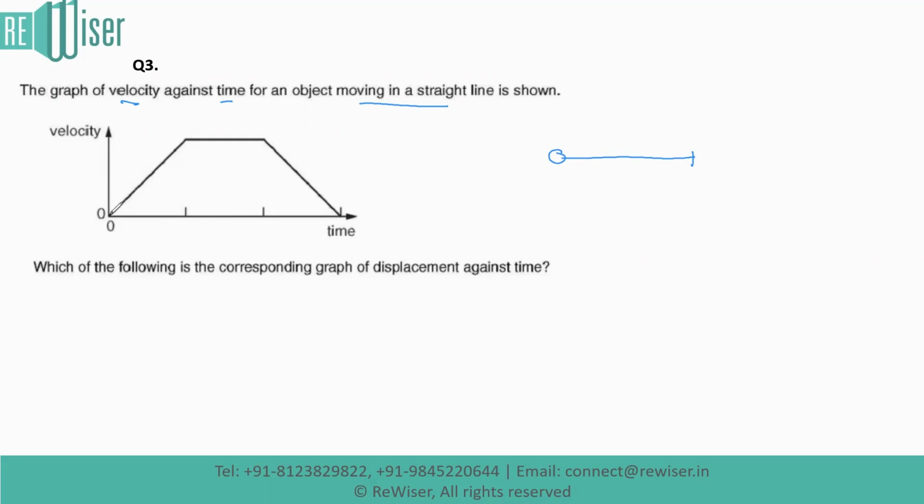Okay. So velocity is increasing uniformly. That means uniform acceleration. After this point of time, the velocity is constant, and again after this point of time, velocity is decreasing uniformly. That means uniform deceleration. Okay, uniform deceleration, or I can write minus acceleration. That means deceleration. Okay.